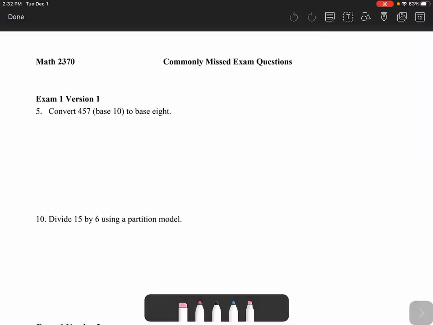Okay, so in this review session, we're going to go over some commonly missed exam questions. Like I've said in past videos, all the different versions of the first three exams are on Blackboard. So I just pulled some of the most commonly missed things or question types that weren't on the review that we've been going through, to have a session about those.